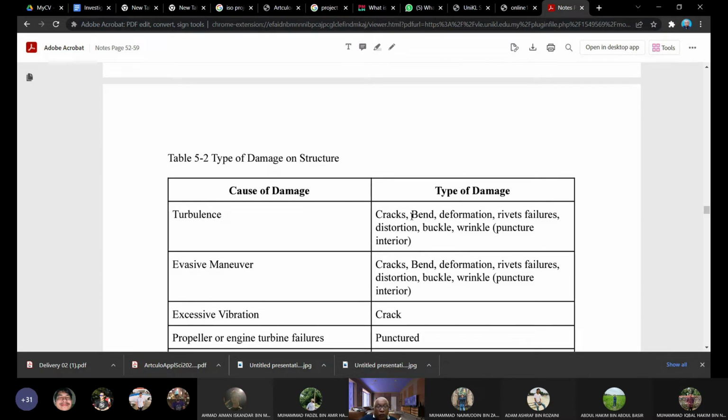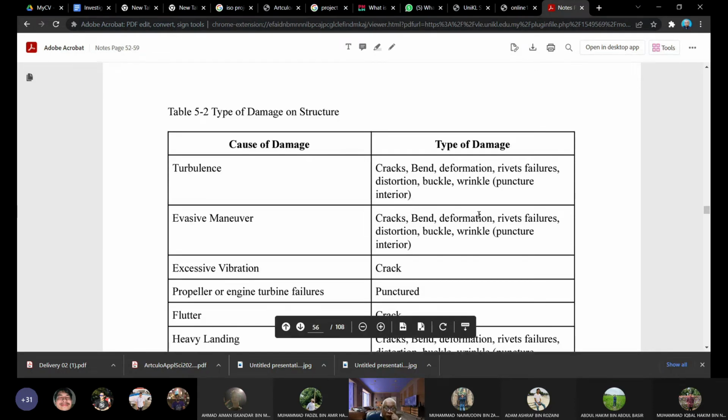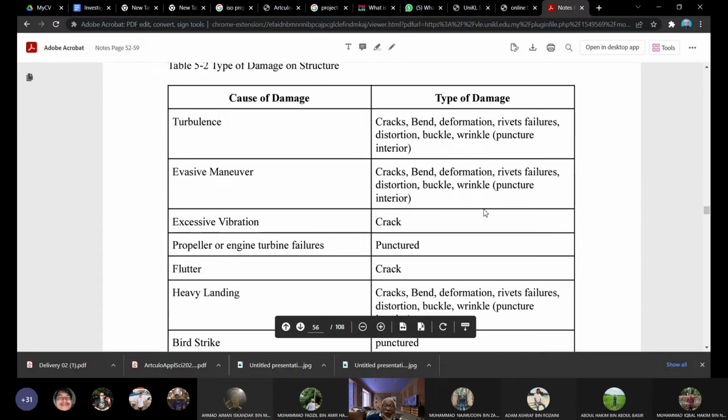Vibration normally causes cracks. Propeller, engine, turbine failure: the debris will hit the structure and cause puncture. Flutter causes vibration, and also ends up with a crack. Heavy landing could be similar to the structure overload that you experience in turbulence and evasive maneuver.